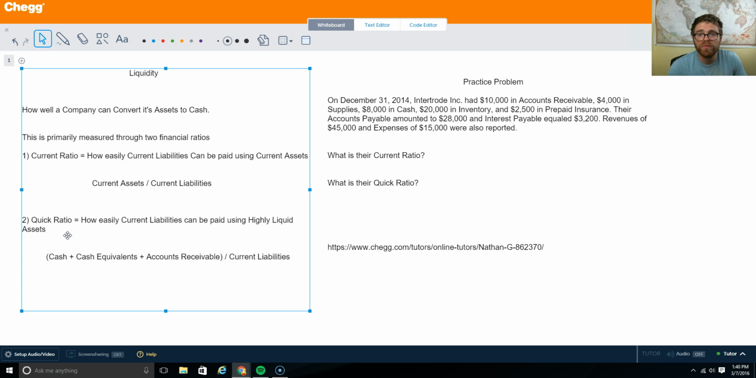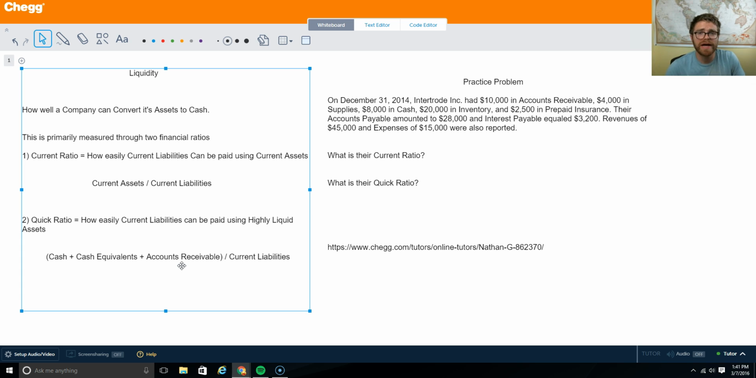Now, a more strict ratio for measuring liquidity is called the quick ratio. The quick ratio pretty much is how easily can current liabilities be paid off with the highly liquid assets. Now, in current assets, there's more assets that are liquid than others. So cash equivalents and accounts receivable, those are the most liquid assets. And the ratio here is cash equivalents and accounts receivable divided by current liabilities. So how easily can a company pay off those current liabilities just with cash equivalents and accounts receivable? So those are the two main ratios here.